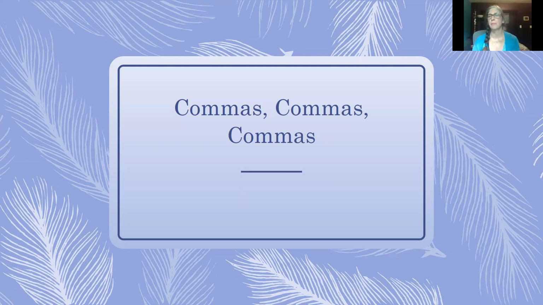Our last workshop was on subject verb agreement, and it was a long workshop. I hope you've had some time to go back over and look at the recording. Today's workshop is going to be short. We are going to look at two of the three major ways that we use commas in our sentences. So if you are ready, we shall begin. Okay, ready.